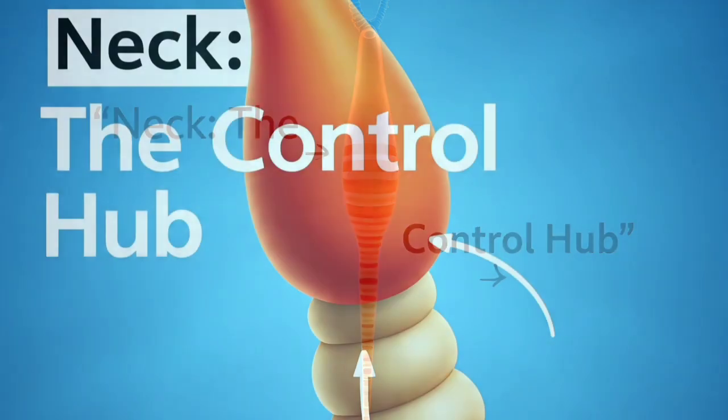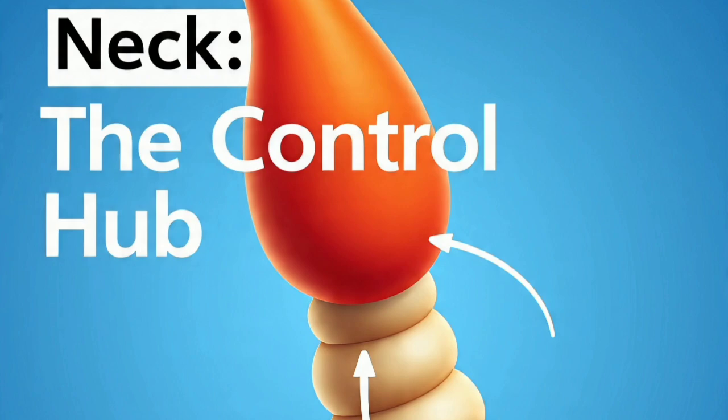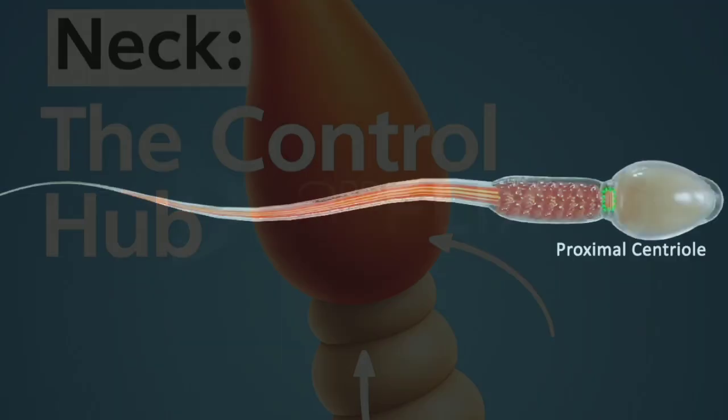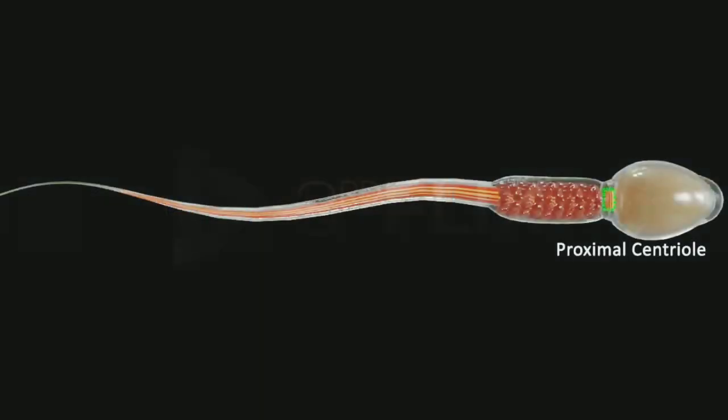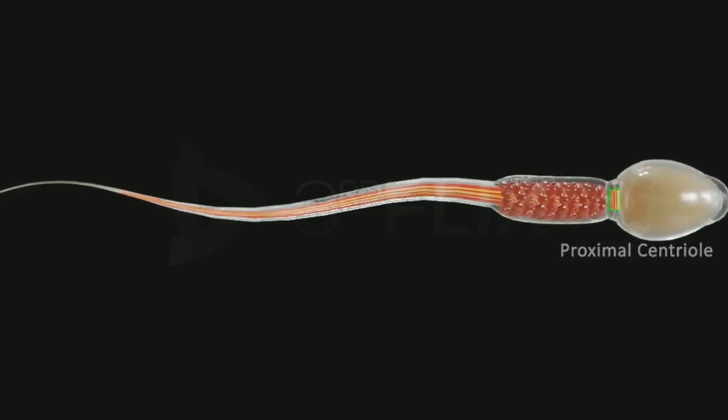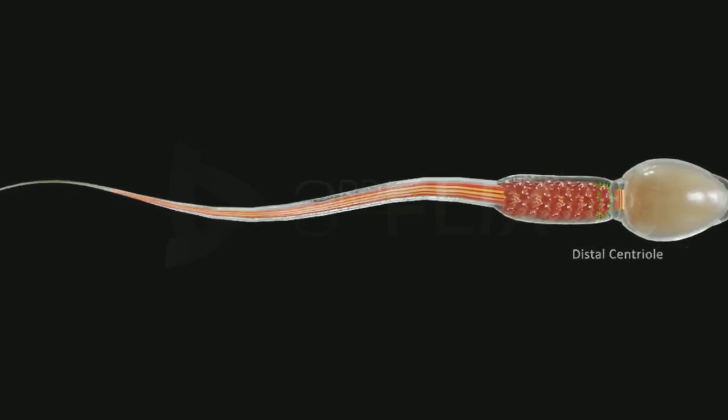It contains 2 centrioles, a proximal centriole and a distal centriole. The proximal centriole enters the egg during fertilization and initiates the first cleavage of the zygote, while the distal centriole gives rise to the axial filament that extends into the tail.